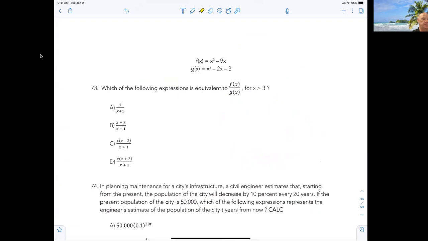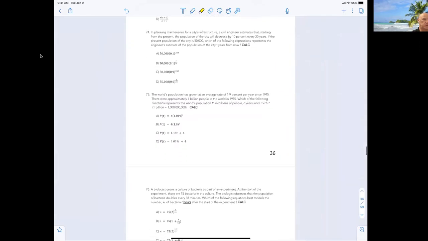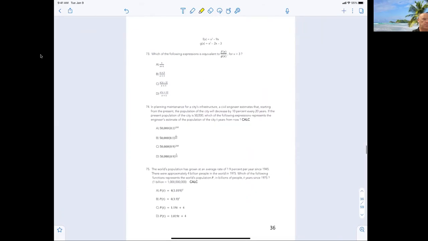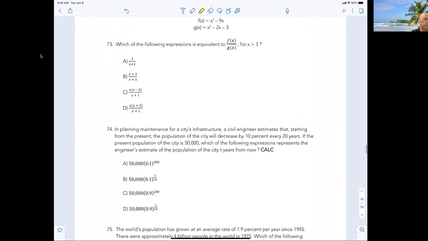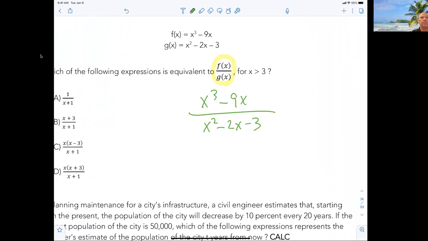Like I said, guys, I'm going at a pretty good clip here. So let's do this. Everybody agree we're just dividing, right? So let's look at it. X cubed minus 9x divided by x squared minus 2x minus 3. Now this is just a factoring problem, right? Now some kids are excellent at factoring, some not so excellent. So does everybody agree?